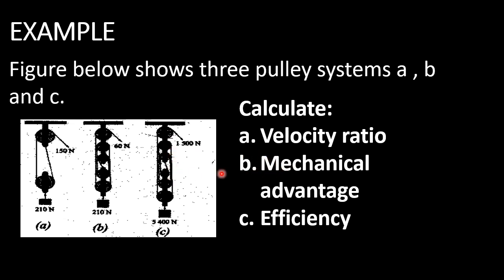So for mechanical advantage here, you use the values given, because sometimes, because of friction or something else, mechanical advantage can be less than the velocity ratio. All right, so see how this could be done.